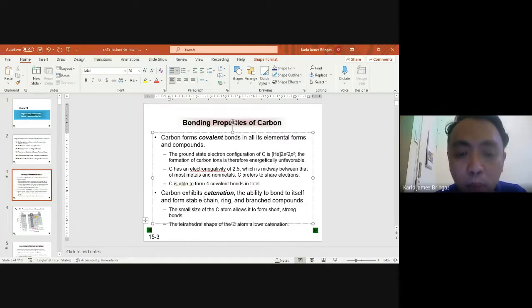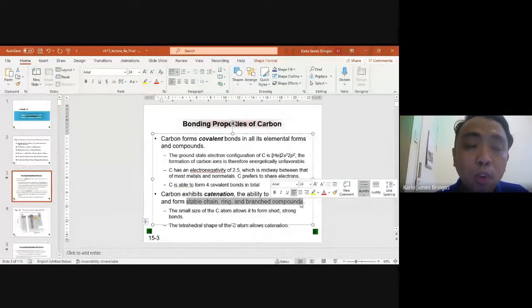So this is quite important because ang lahat ng ating life on Earth, they are all based on carbon compounds. And because our carbon is able to form stable chains, rings, and branch compounds, this allows our carbon to be able to support a wide variety of compounds necessary for life to occur.